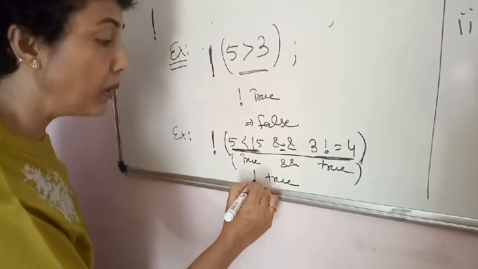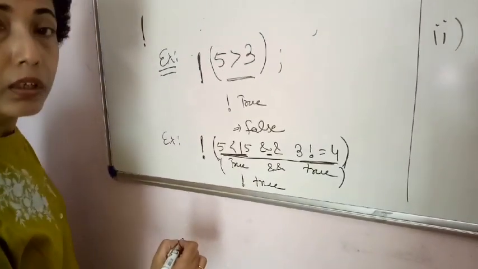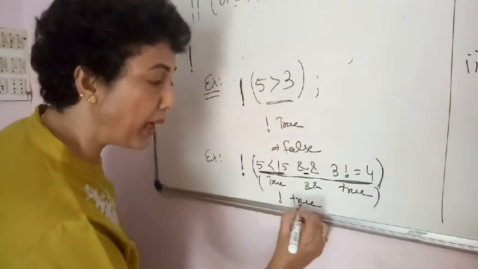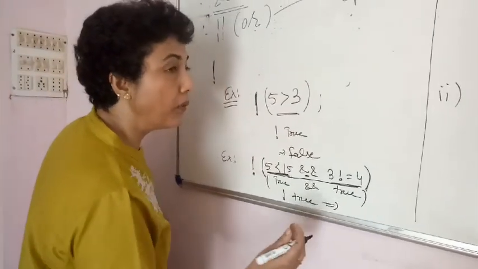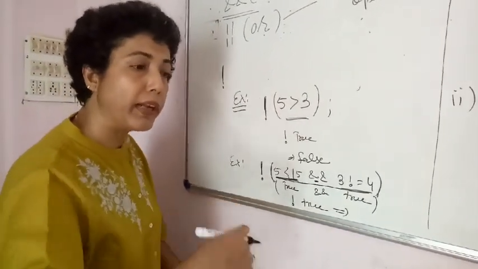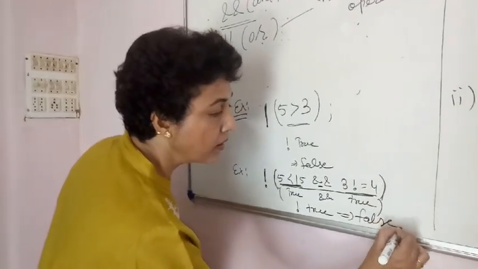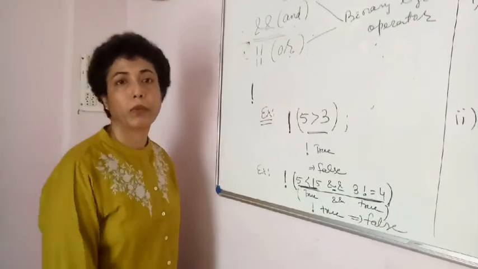Now the NOT operator will be applied to this true value, and it will just find the reverse of that. So the reverse of true is false.